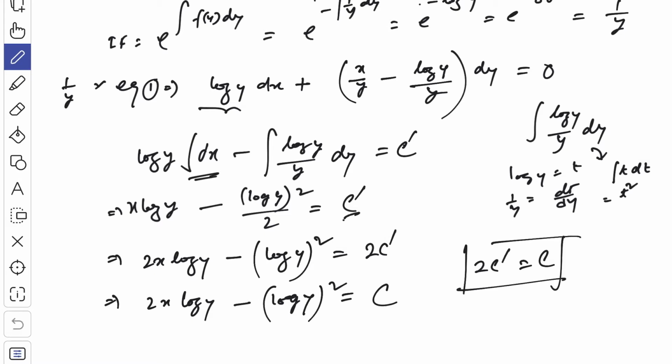So here you see the c dash is constant, 2 into c dash is also constant, so let us take this whole constant as capital C. So this is our solution. That's how we can solve such kind of equation. Now let me show you another example.